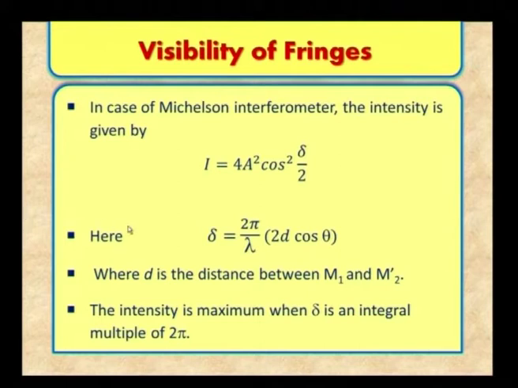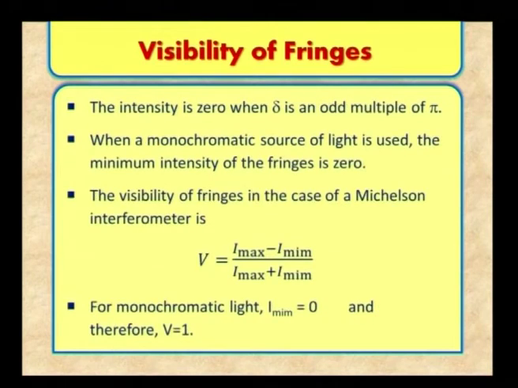The intensity is maximum, obviously, when delta is an integral multiple of 2 pi. On the other hand, the intensity is 0 when delta is an odd multiple of pi. A phase difference of pi corresponds to how much? A path difference of lambda by 2. A path difference of lambda by 2 will lead to destructive interference and the intensity obviously will become 0. When a monochromatic source of light is used, the minimum intensity of fringes is 0.